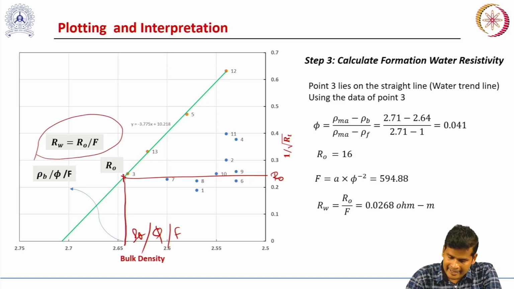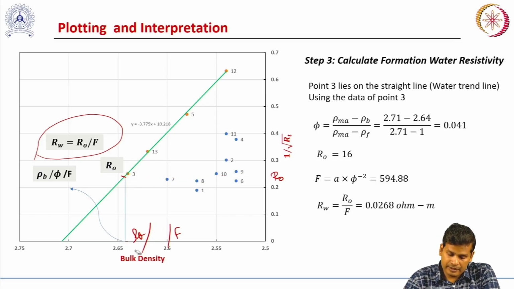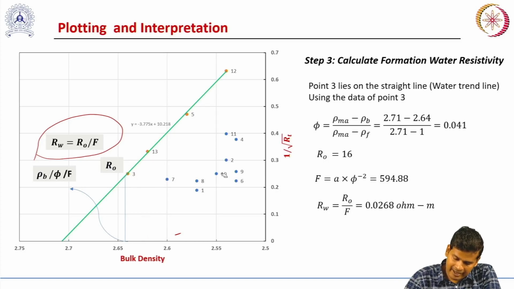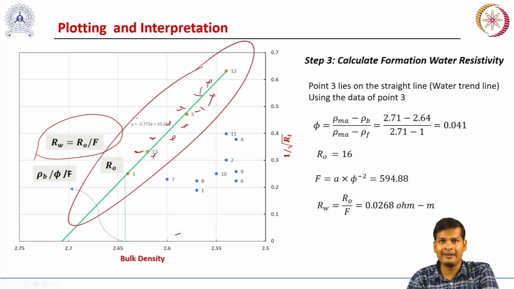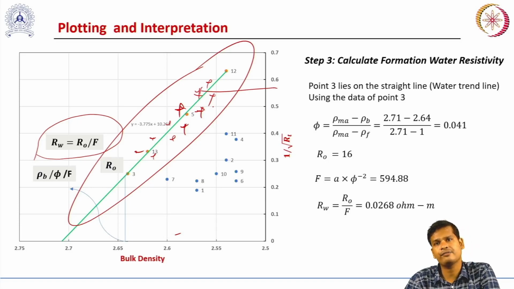For example, I can take any point on this trend line. In reality, as mentioned, we have a cluster of data points. Don't take any point within the cluster of data. First draw the best fit line and then take the point from that best fit line to calculate the value of formation water resistivity. Otherwise, if one data point is here, one data point is here, you will get different Ro and different phi, so you will get different formation water resistivity.